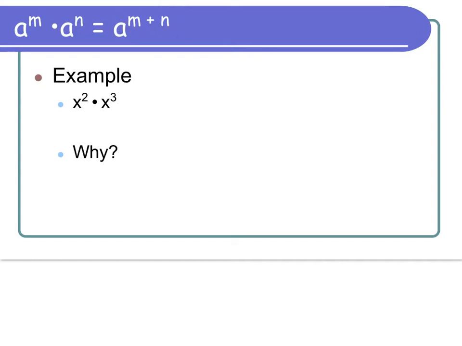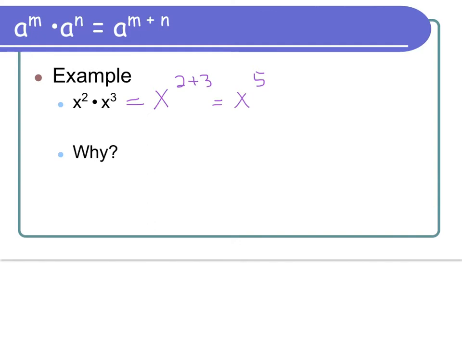exponents together. For example, x squared times x to the third equals x to the 2 plus 3 power, so x to the fifth. So why does that work?